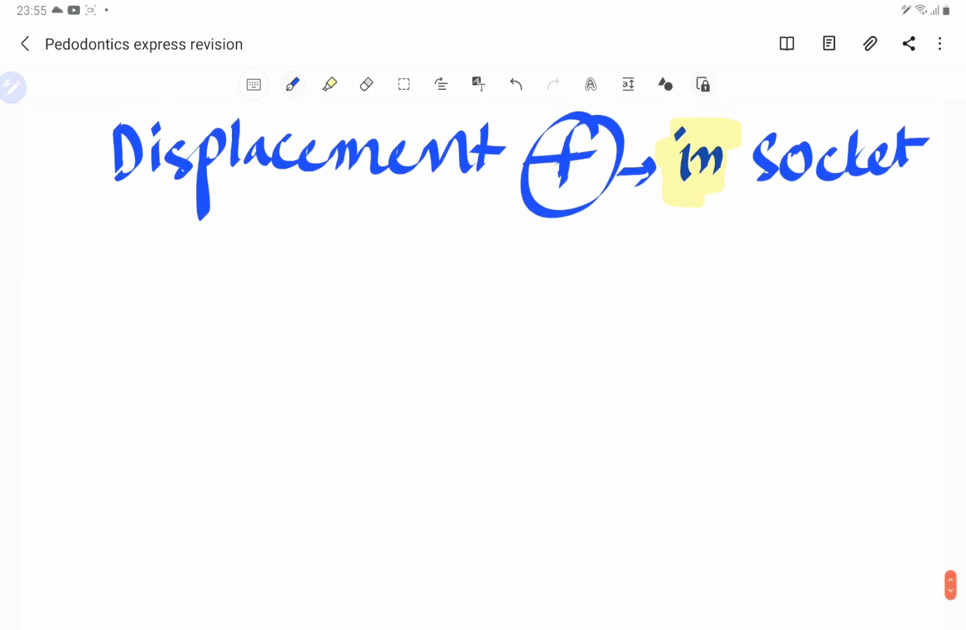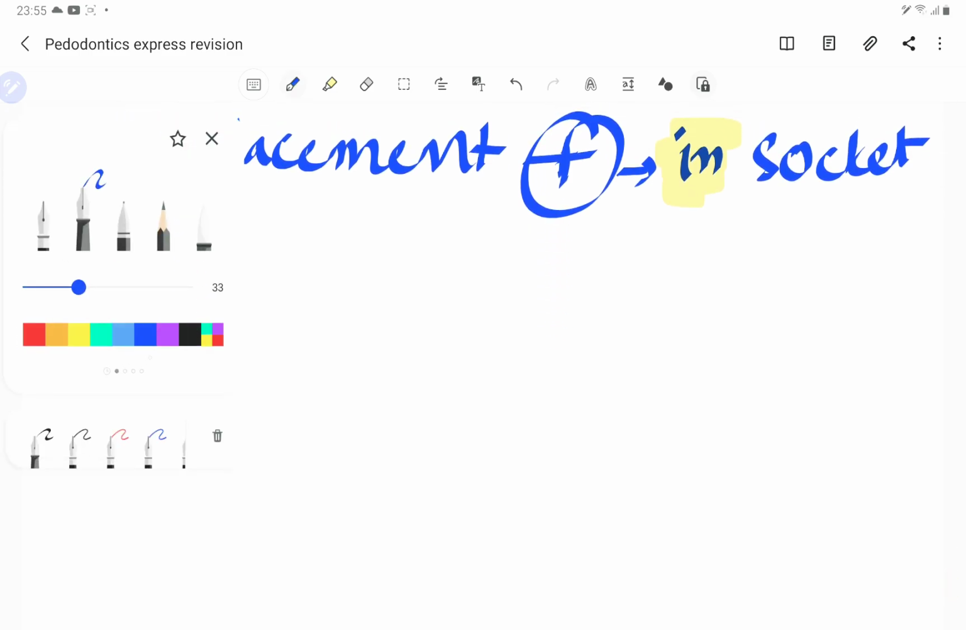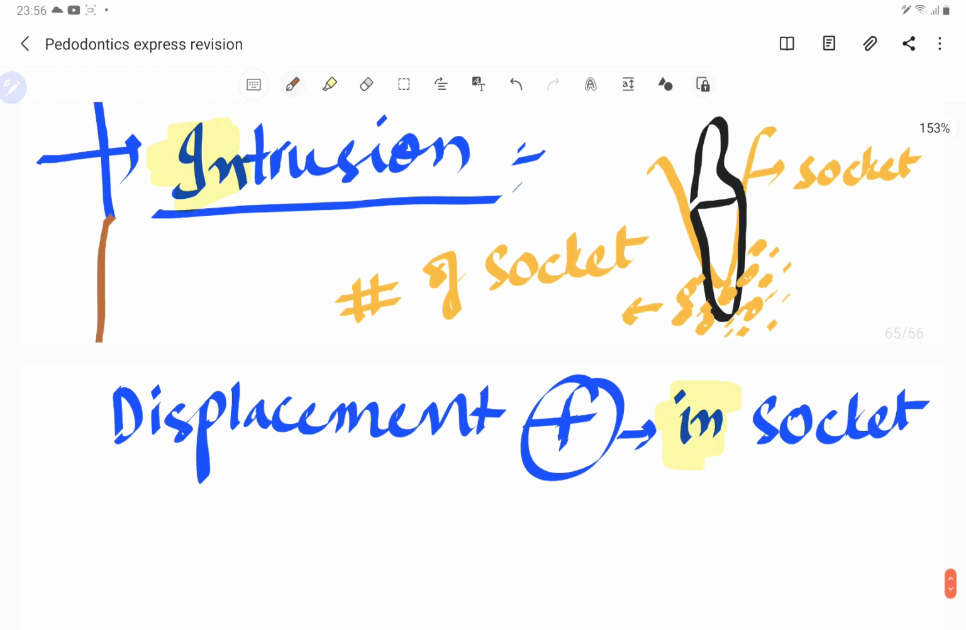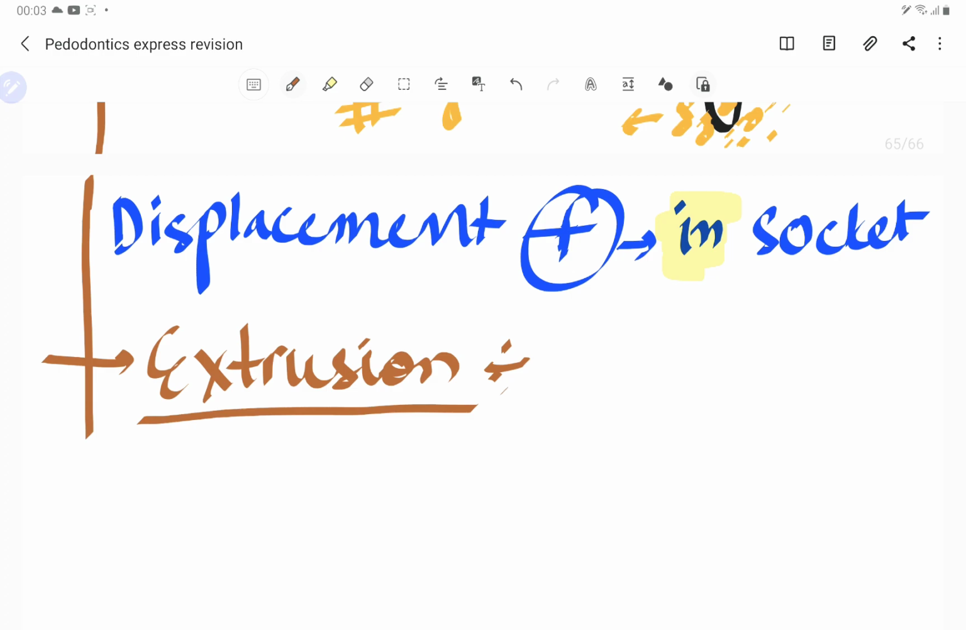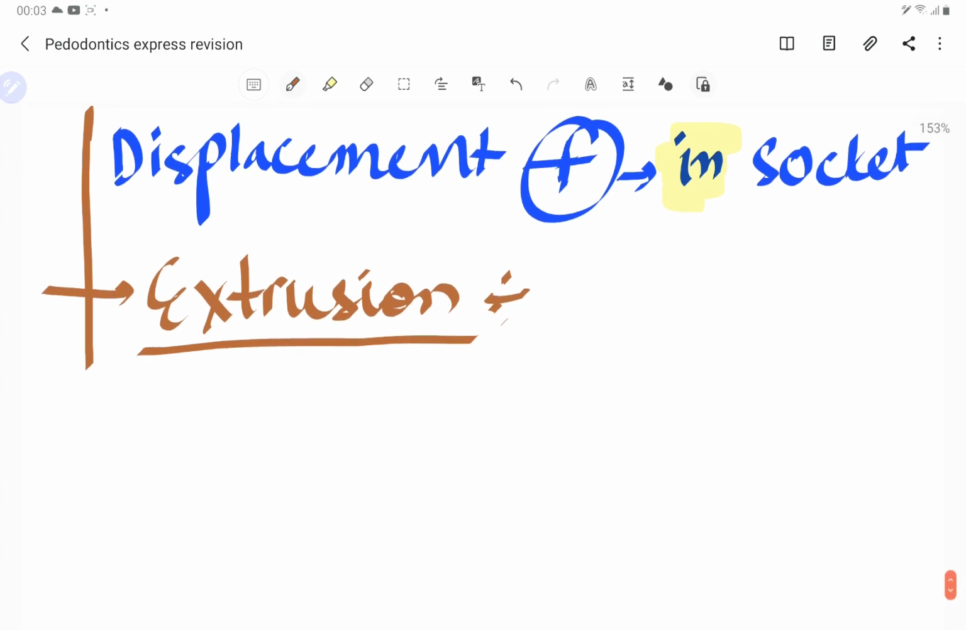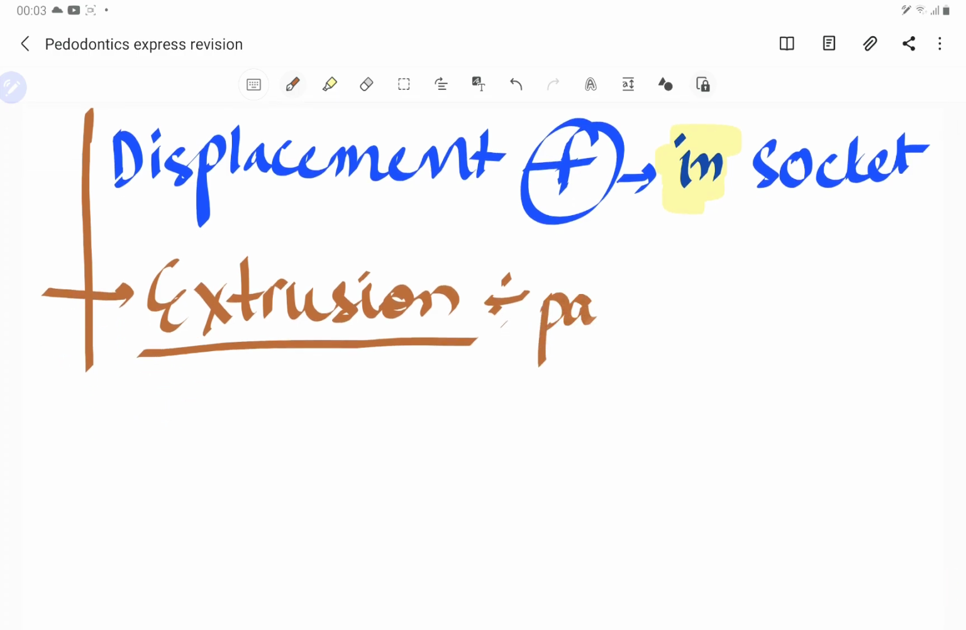Then we have another type of injury, the extrusion, right? So guys, we have extrusion. Extrusion is displacement out of the socket. In means intrusion, x means out of the socket, right? X means out. So that is kind of a partial avulsion. It is not complete avulsion because the tooth is not completely out of the socket. It is just halfway out. So we can say partial avulsion.